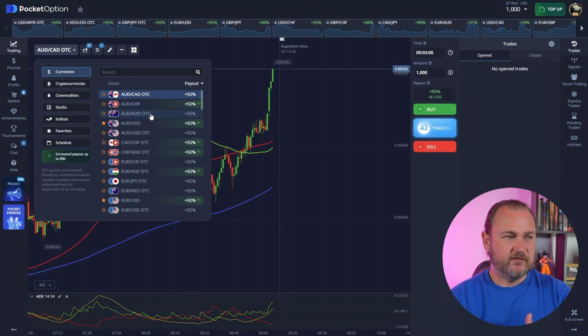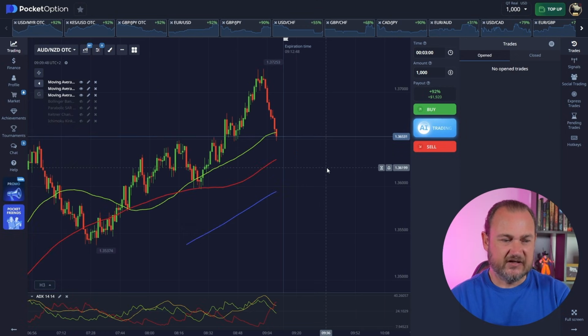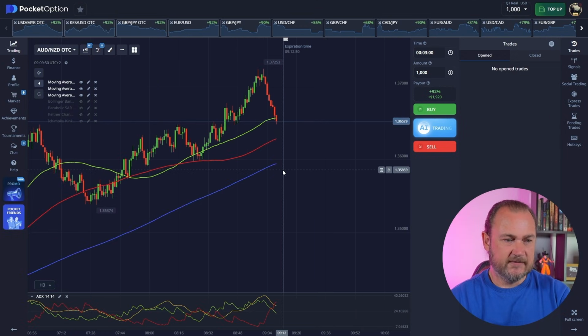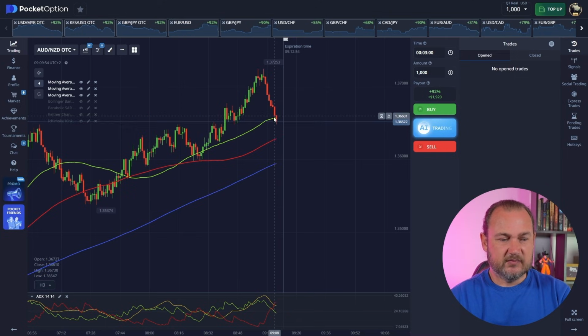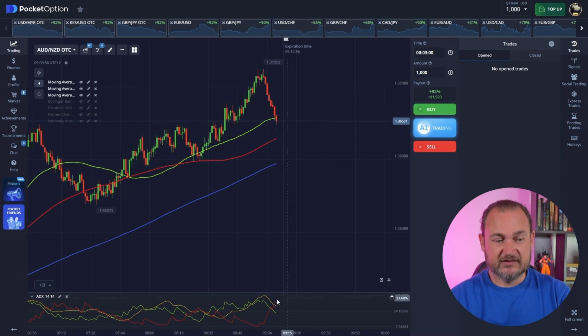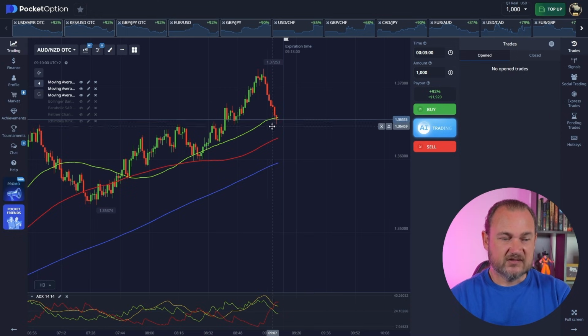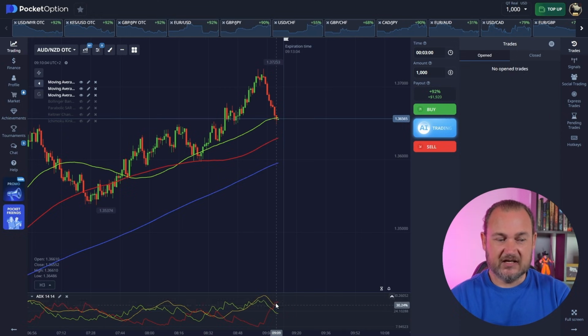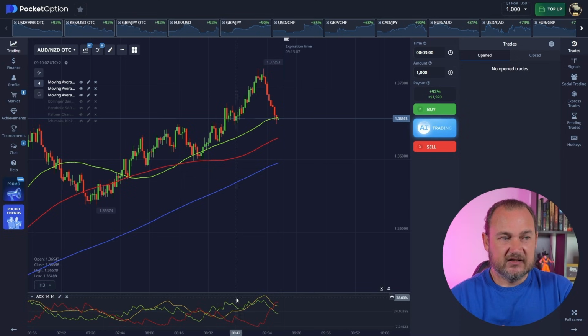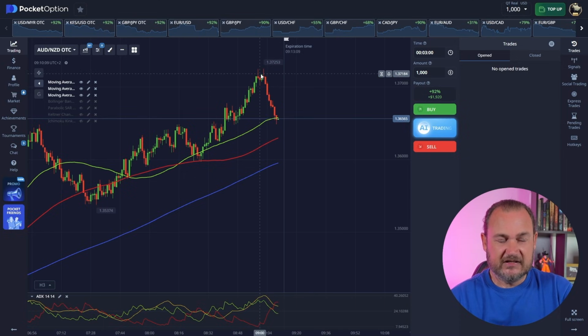Let's have a quick look at a few assets, see if we can pick up an entry. Great example of something you want to stay out of. The ADX is really high at the moment, so I'm not going to risk taking trades here. The ADX is super high, telling me there's a lot of strength behind the move.